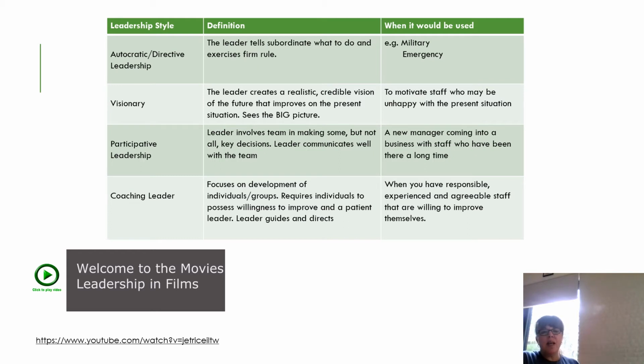Okay, the clip that's attached to this one, Welcome to the Movies, Leadership in Films. It's a bit of a fun one, but hey, we need a little bit of fun.